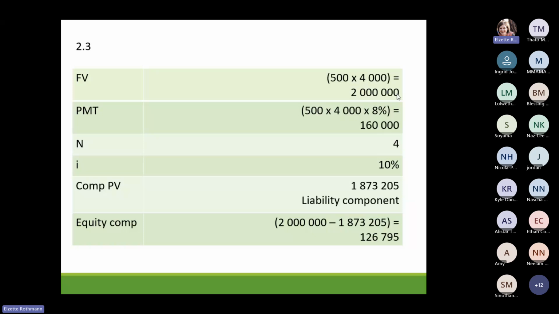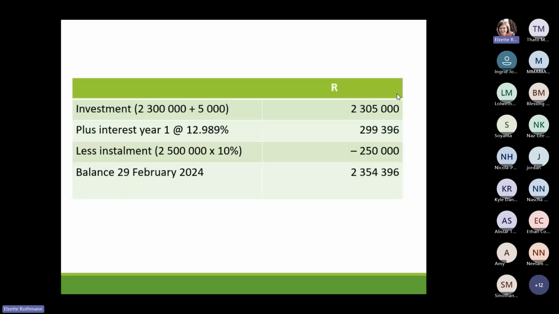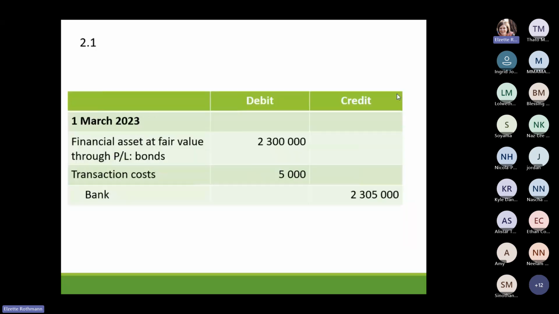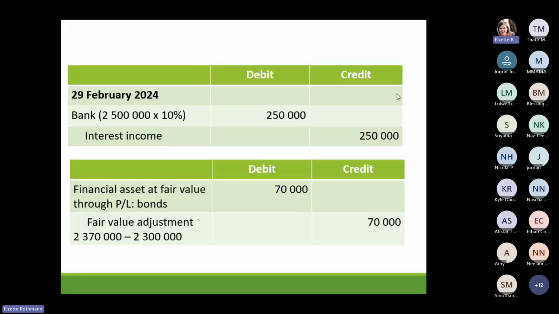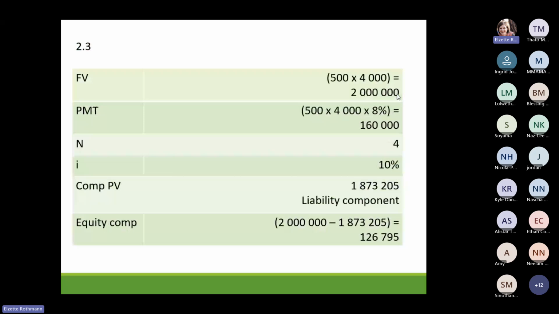Okay, then that present value calculated, that will always be your liability component. Okay, always. If you calculate that present value, that's the liability component. And then at 2.3, they've asked you to calculate the liability component and the equity component. Okay, so you calculate the liability component by calculating your present value.